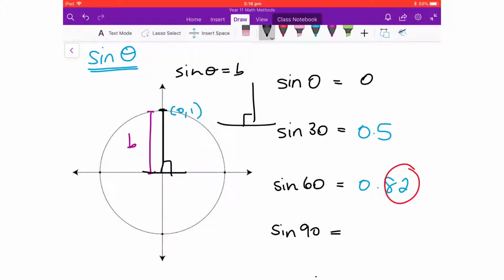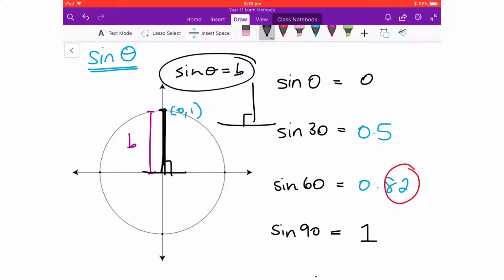So we found that sine theta is equal to b, so our height. If it's straight up and down, what's the height of that line? The height is 1. So sine 90 is equal to 1, and we can check that on our calculator, sine 90, and would you believe it, it comes up as 1. So there we go. Pretty simple idea.